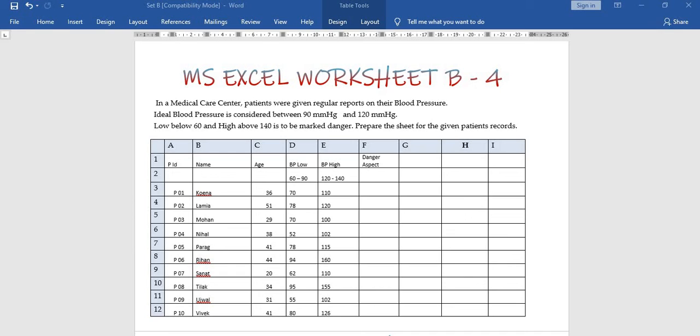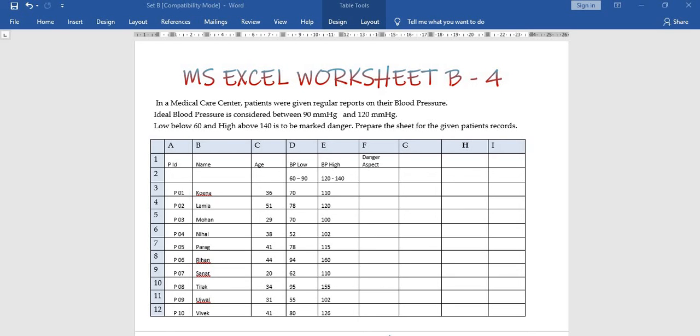Then the fourth one is a little different, because here, in this medical care center, patients were given regular reports on their blood pressure. Now ideal blood pressure is considered to be such that the low is 90 and the high is 120, but there is a range. That means the low is supposed to stay more than a value of 60 to be okay. If it goes below 60, then the person is suffering from low pressure.